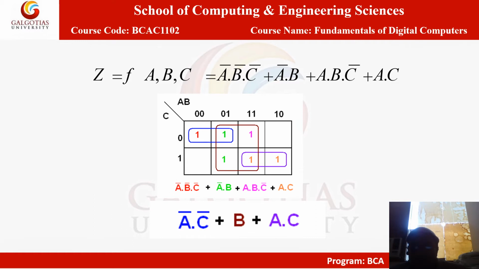Now the second grouping. In all these four cells the value of B is equal to 1, and the value of A is changing between 0 and 1 and the value of C is also changing between 0 and 1. So to represent all the 4 cells we will mention only B, which is not changing. So here the second term will be B. Is it clear or not?